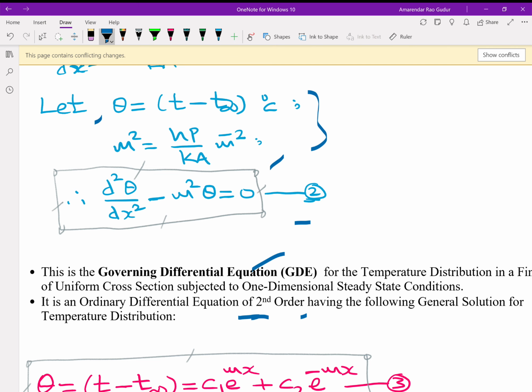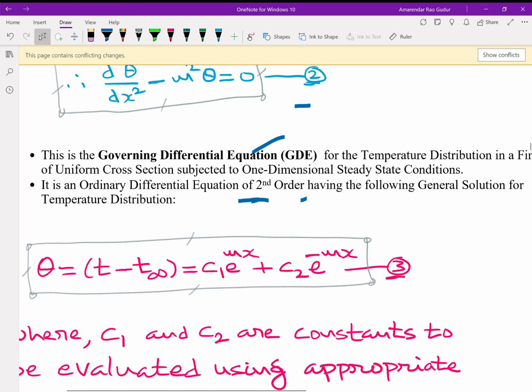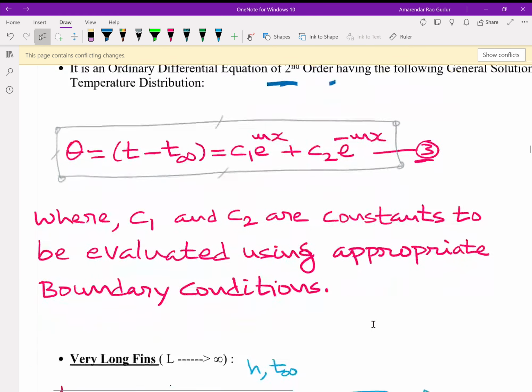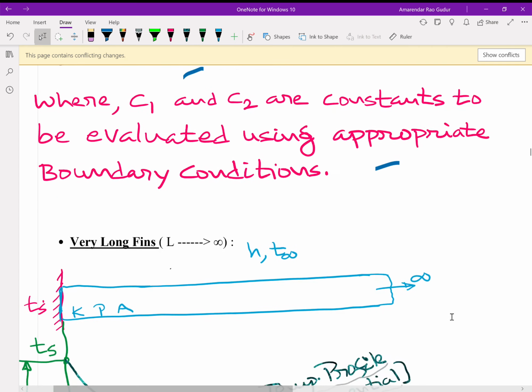And from standard mathematics, it will have a solution in the form of equation 3: theta is equal to T minus T infinity is equal to c1 e power mx plus c2 e power minus mx, where c1 and c2 are the unknown constants to be evaluated using appropriate boundary conditions. Depending upon the sort of boundary conditions, we are going to get c1 and c2 and accordingly the temperature distribution. We begin with one of the simplest cases of a very long fin.